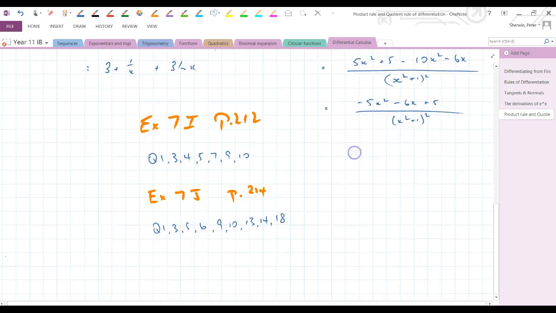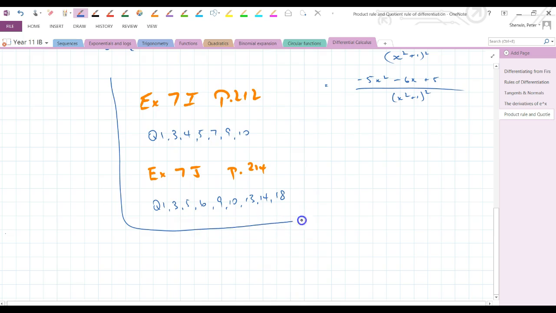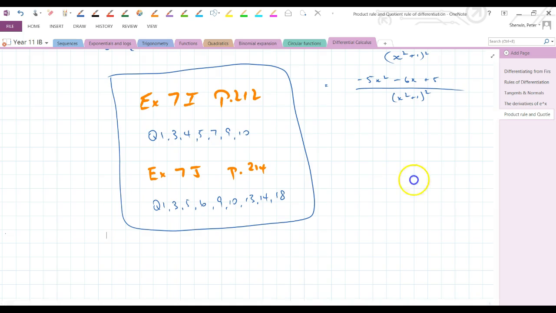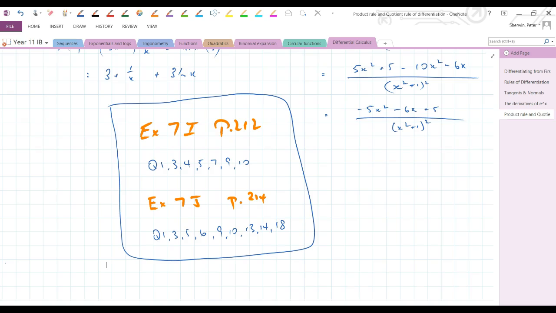A couple of examples there. These are the questions I'd like us to do from the next two exercises. Plenty of practice at deriving such functions, and we'll need a day or two to get through that. So I'll see you in class.